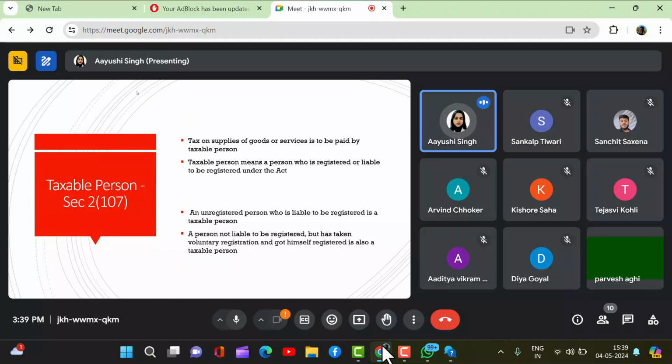So taxable person, Section 2(107). Tax on supplies of goods and services is to be paid by a taxable person. A taxable person means a person who is registered or liable to be registered under the Act. An unregistered person who is liable to be registered is a taxable person, and a person who is not liable to be registered but has taken voluntary registration and got himself registered is also a taxable person.